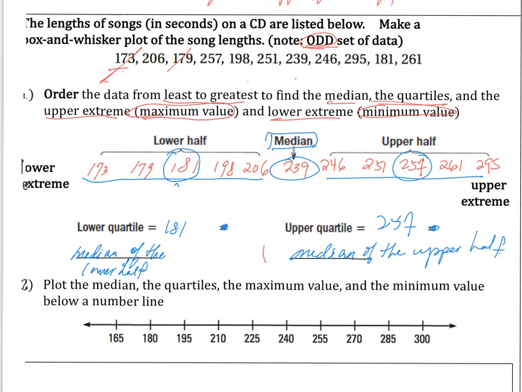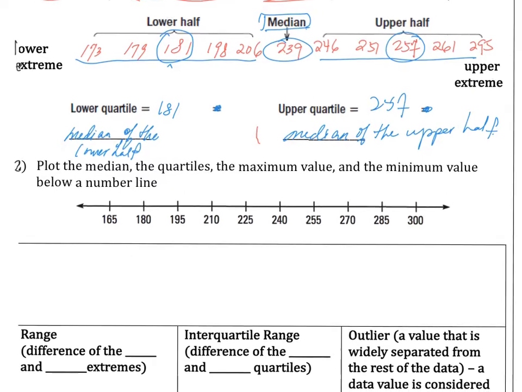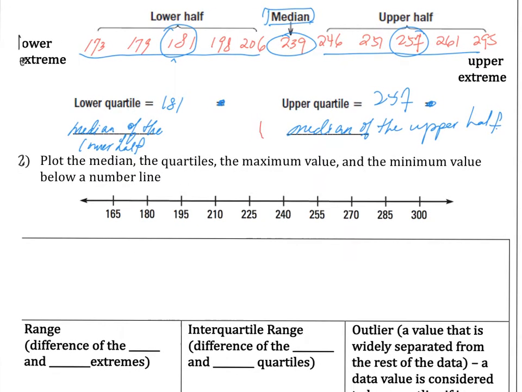And now we're going to plot everything once we have this organized. First of all, I'm going to plot the median. The median is 239, so I will give you a number line here. It's approximately about here. So this is 239, and I'm going to write 239 right here. Then I'm going to plot 181, which is approximately right here, and try to align it with the dots all together. And then the lower extreme will be 173, so it's probably around here.